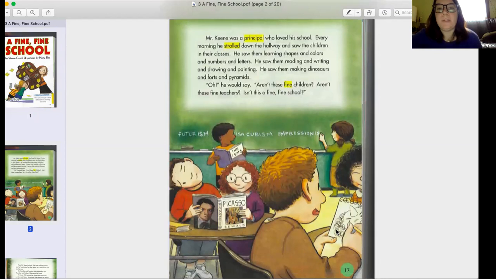Mr. Keene was a principal who loved his school. Every morning he strolled down the hallway and saw the children in their classes. He saw them learning shapes and colors and numbers and letters. He saw them reading and writing and drawing and painting. He saw them making dinosaurs and forts and pyramids. "Oh," he would say, "aren't these fine children? Aren't these fine teachers? Isn't this a fine, fine school?"